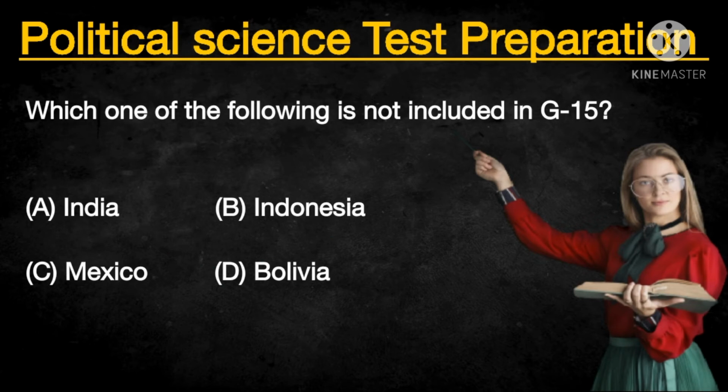Question: Which one of the following is not included in G15? A. India, B. Indonesia, C. Mexico, D. Bolivia. Its correct answer option D, Bolivia.